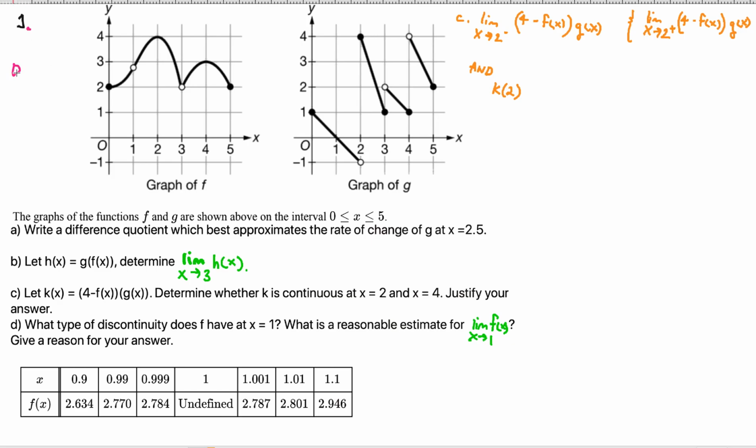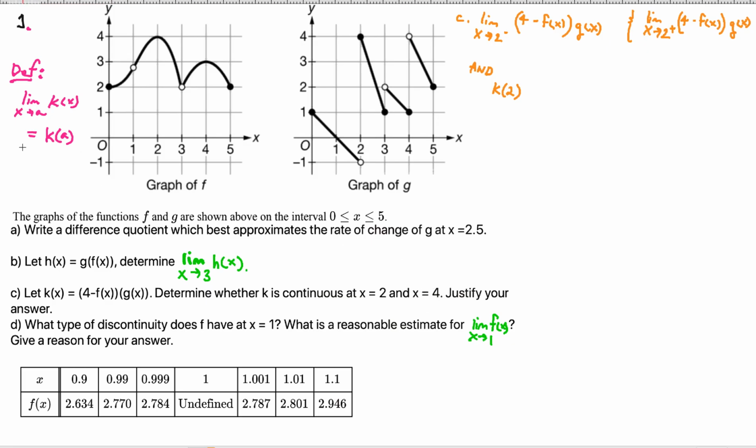So we have the definition. A function is continuous at a if the limit as x approaches a of f of x, or whatever function we're talking about, in this case k of x since our function name is k of x, so the limit as x approaches a of k of x is equal to k of a. In this case, a is 2, and then we're going to do another part where a is 4.